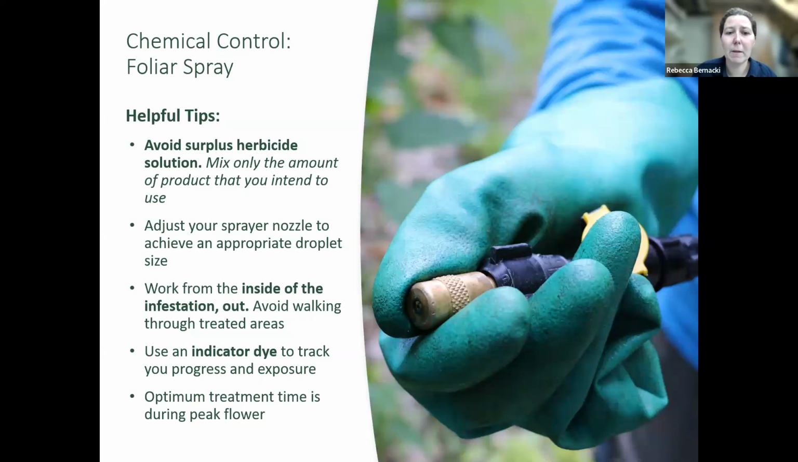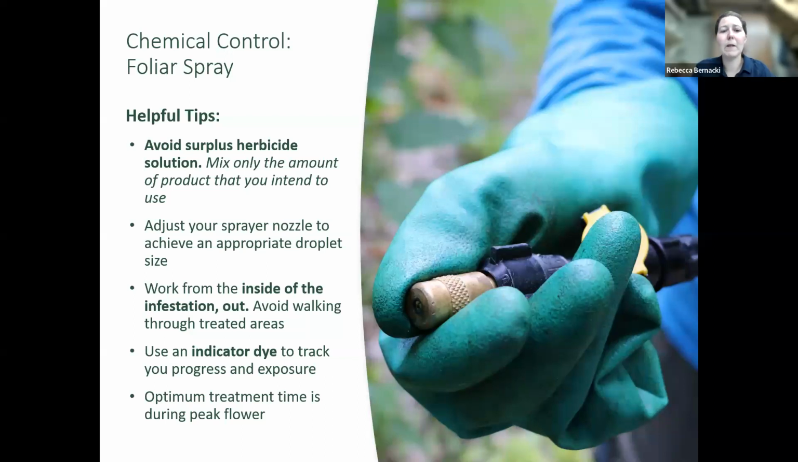You can see the person in the picture here has their hand on the sprayer nozzle. Twisting that sprayer nozzle will adjust the size of the droplet. So we want to adjust the size of the droplet appropriate to the weather and what we're doing. If it's a windier day, but it's still not too windy that we feel we can't apply herbicides, we may want to use a larger droplet size to control our drift.